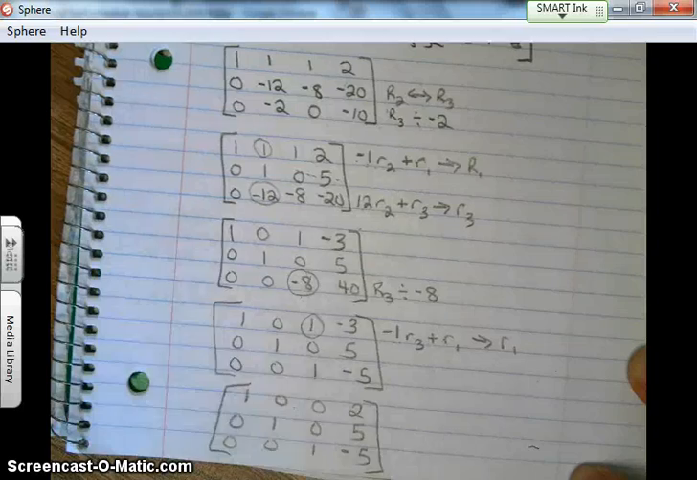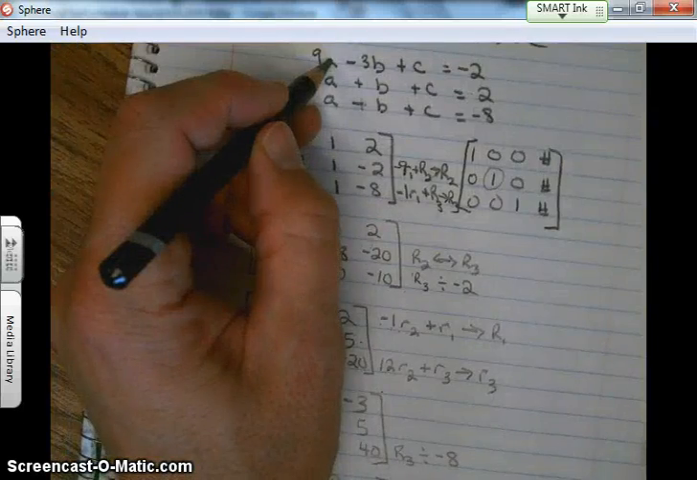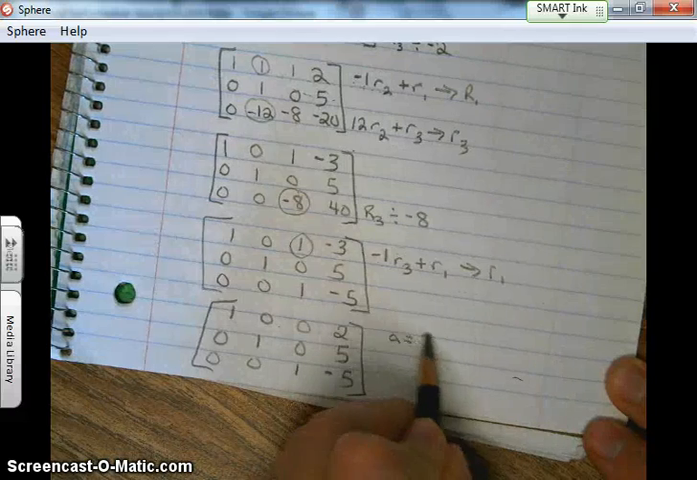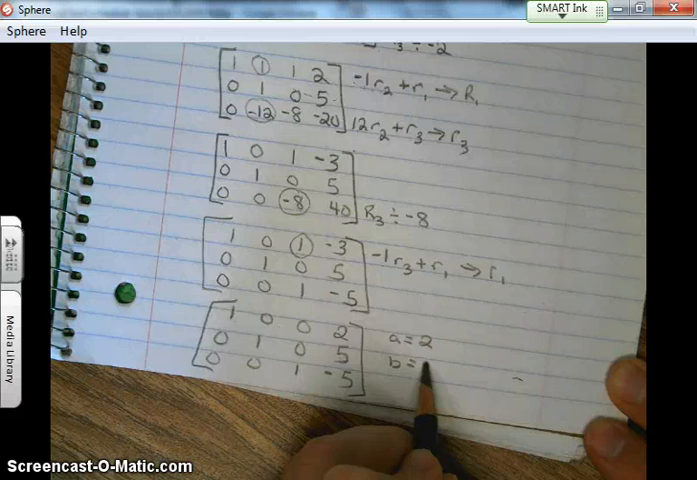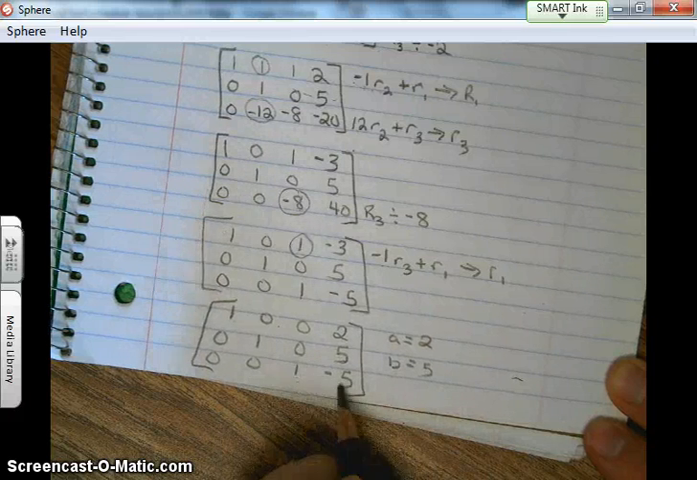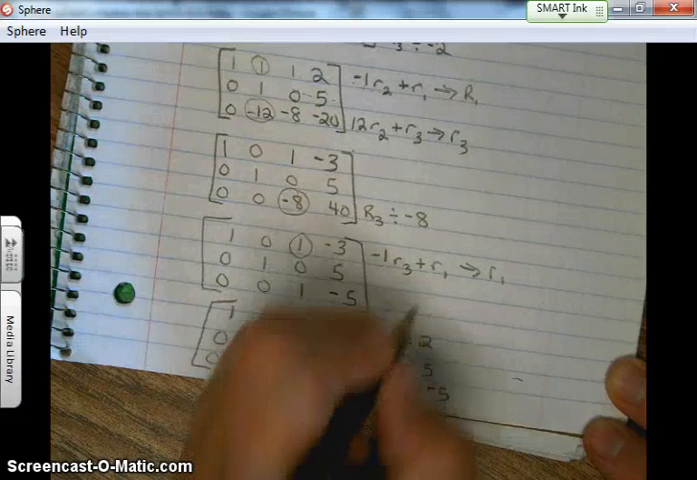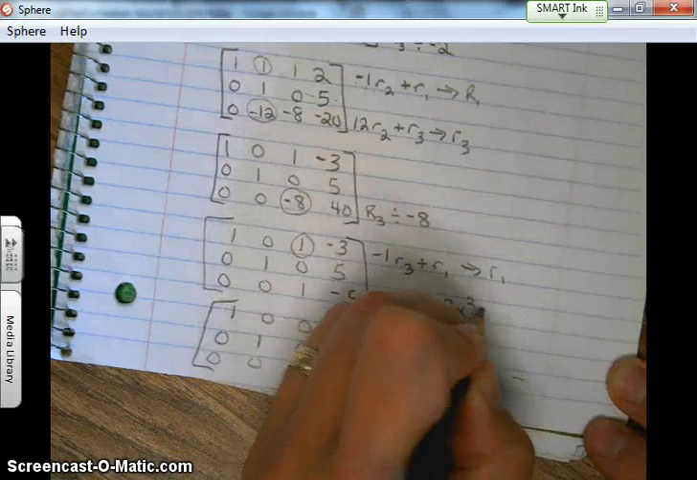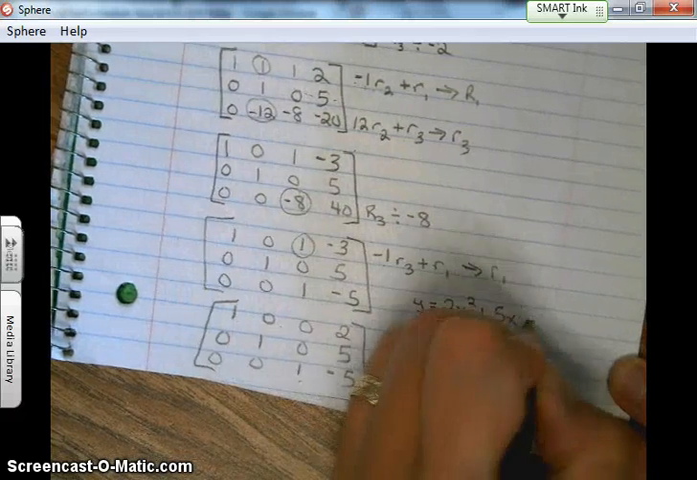Okay, so here are our solutions. Back up here, a is in the first column. So a equals 2. b equals 5. And c equals -5. So our quadratic equation would be 2x squared plus 5x minus 5.